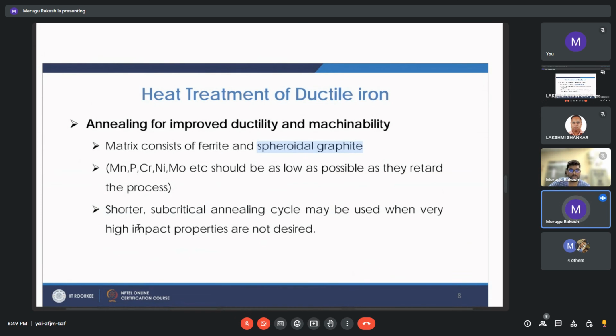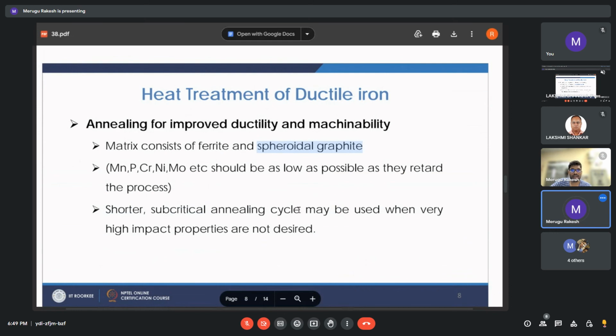over the entire microstructure. So basically, we have to keep magnesium, phosphorus, chromium, etc. as low as possible, because they retard the process. They might reduce the graphitization and the formation of ferrite, so we have to keep them as low as possible.